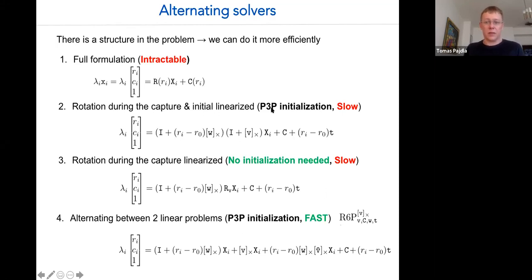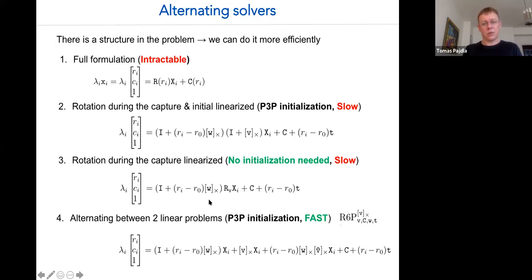So the problem basically is, let's try to make a faster method, which would start from P3P initialization and then do something which is faster than the R6P solver with single initialization. And this can be done in the following way. We can notice certain structure in the equations, which we will be able to use in order to alternate between two linear problems. So basically we can do something which could be understood as a coordinate-wise descent with a local optimization, but it will use a special structure of the system.